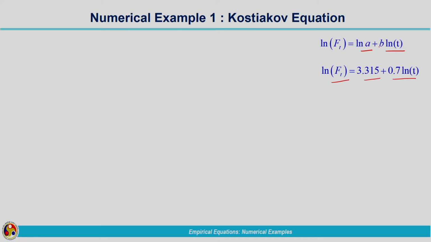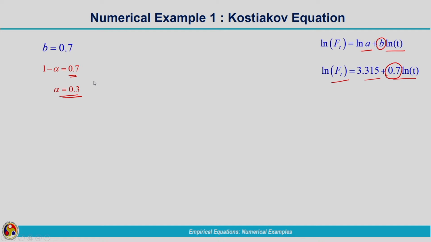So, from here itself it is clear that b is nothing but 0.7. So, b is 0.7, but actually what is b? b is 1 minus alpha. So, 1 minus alpha is equal to 0.7. From that we can get the parameter alpha is equal to 0.3.